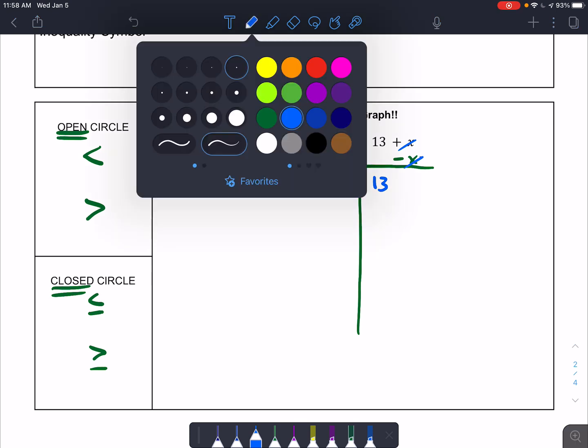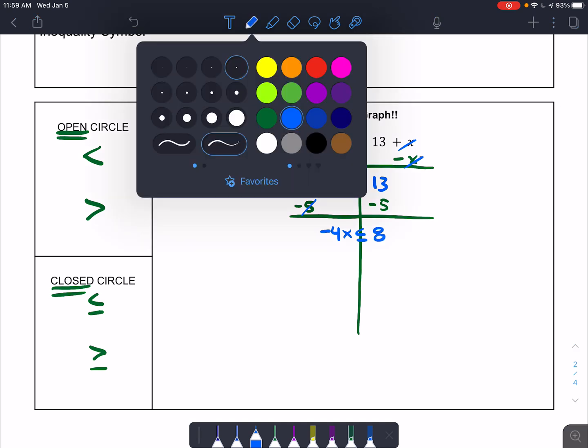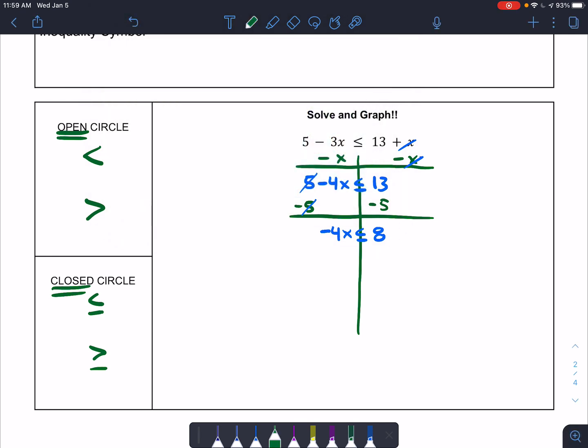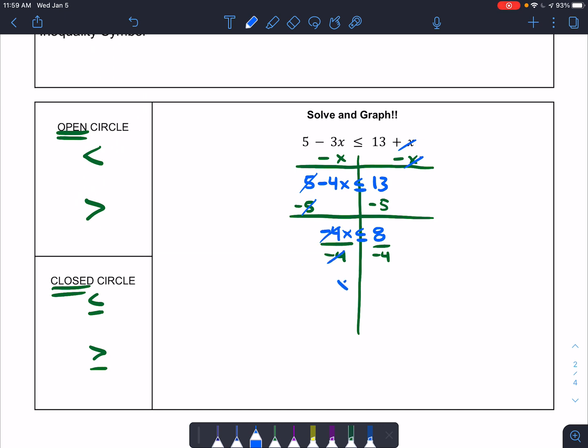I've got to move this 5, so I'm going to take away 5 from both sides. The 5's cancel over here. I'm left with negative 4x is less than or equal to 13 minus 5, which is 8. Final thing, I've got to get rid of the negative 4. It's negative 4x, so I need to divide both sides by negative 4. When we do that, we get x and 8 divided by negative 4 is negative 2.